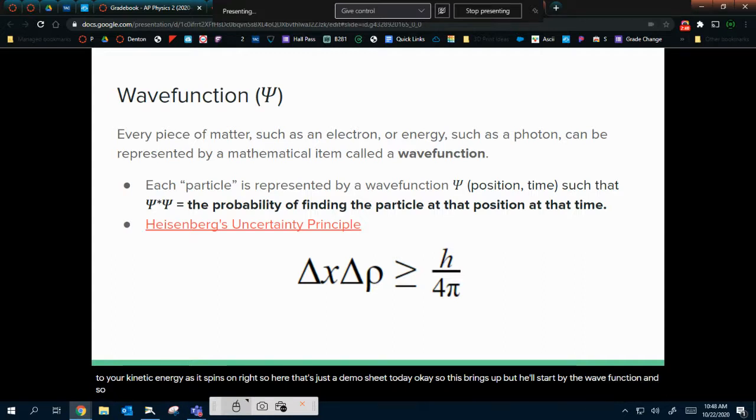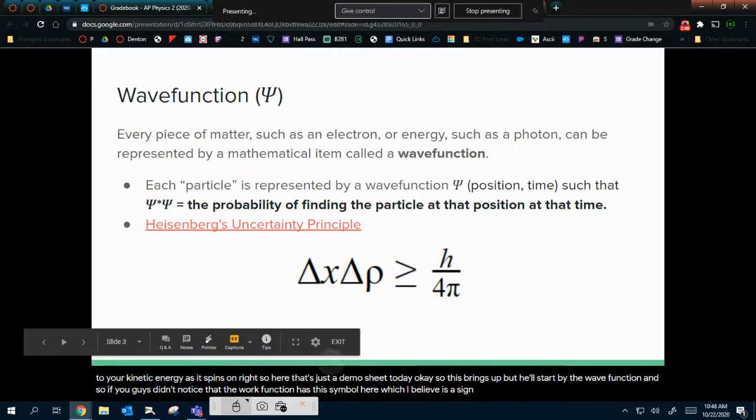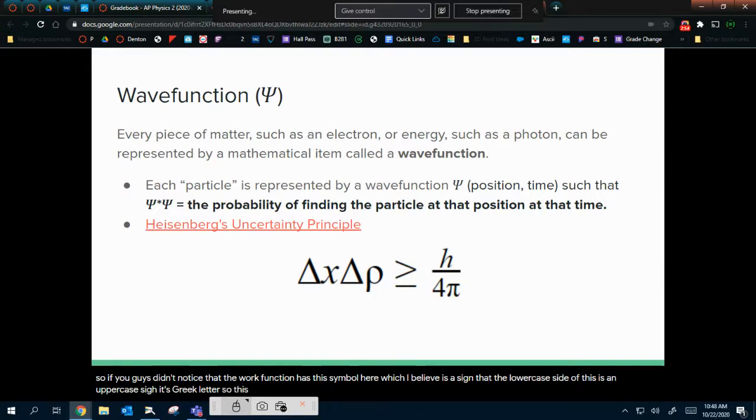If you guys didn't notice, the work function has this symbol here, which I believe is a psi. That's a lowercase psi. This is an uppercase psi. That's a Greek letter. So this triad-looking thing is the symbol for the wave function. We're going to talk a little bit about the wave function today. We're not going to jump into it ever. But remember I talked about how there was a debate between things being a wave or a particle? And so, like I said, everything has a wave function, which we can calculate if you really wanted to.